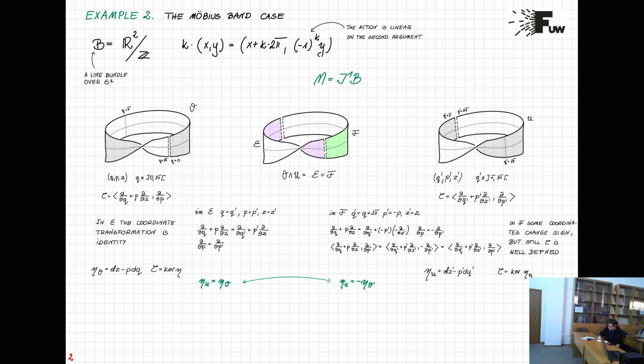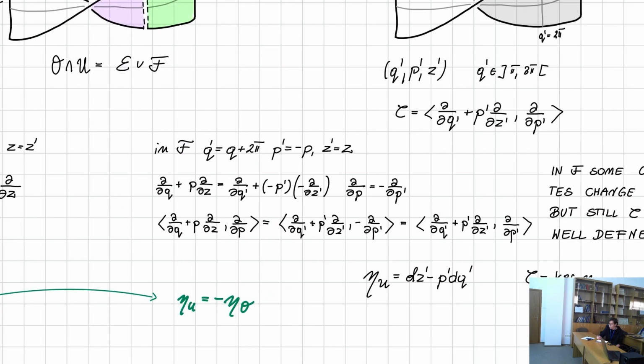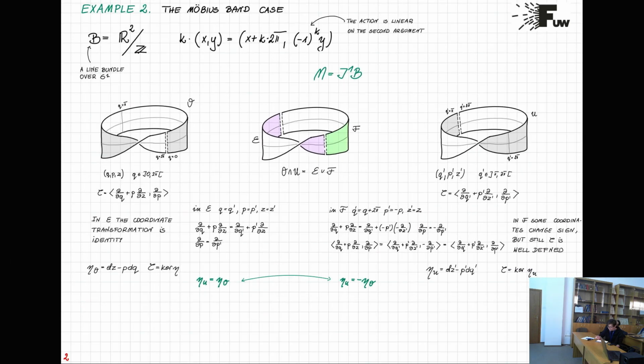So this first vector looks the same, maybe I will make it bigger, whatever coordinates I use, however the vertical vector changes sign. But changing sign, of course, doesn't affect the distribution. This is just a different vector spanning the distribution, and the distribution remains the same. So it shows that the Cartan distribution, although here defined using coordinates, is well defined, and we definitely have a kind of contact manifold.